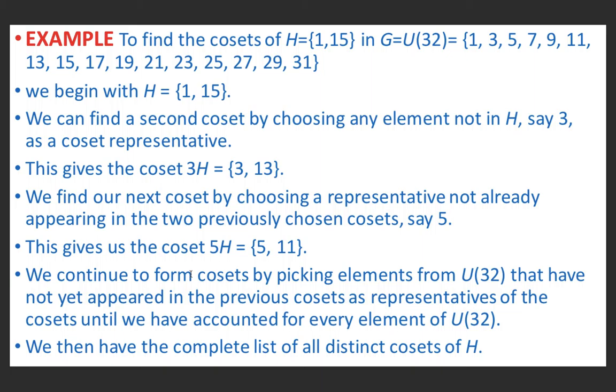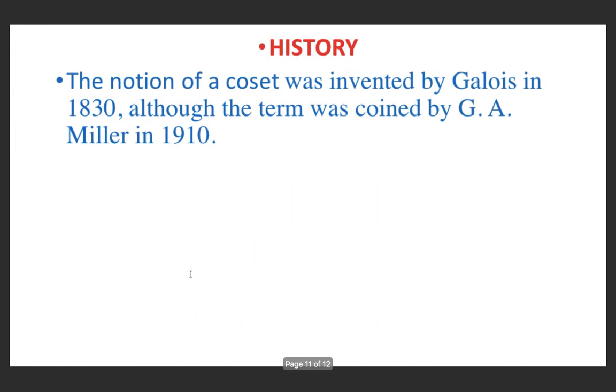We find our next coset by choosing a representative not already appearing in the two previously chosen cosets, say 5. This gives us the coset 5H, which is equal to {5, 11}. We continue to form cosets by picking elements from U(32) that have not appeared in the previous cosets as representatives of the cosets until we have accounted for every element of U(32). We then have the complete list of all distinct cosets of H.